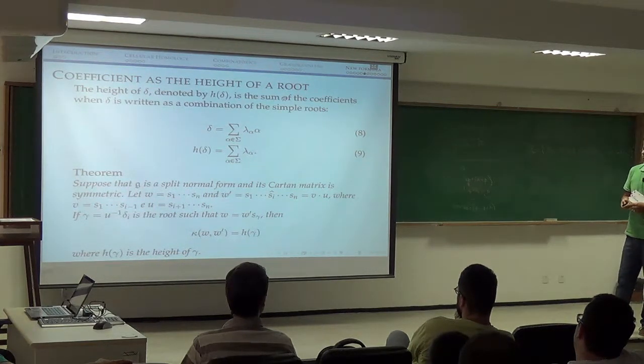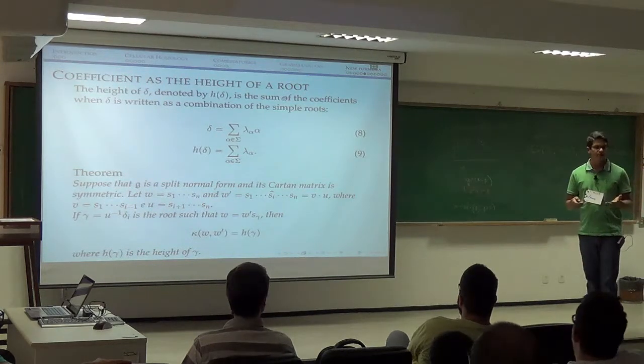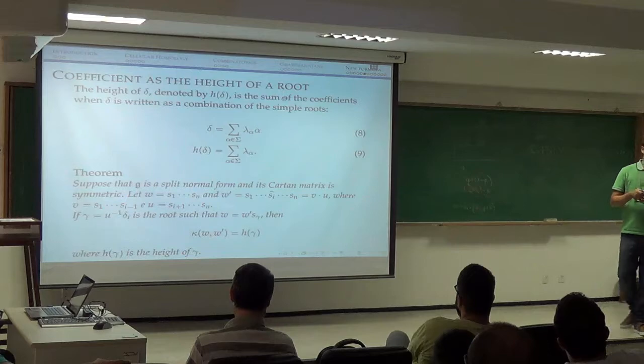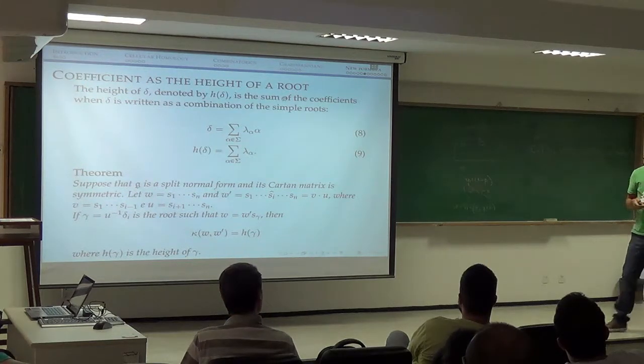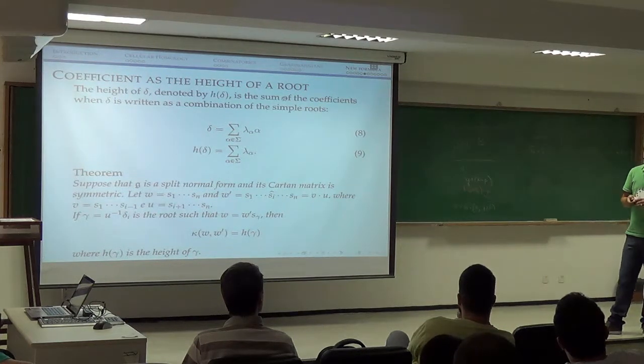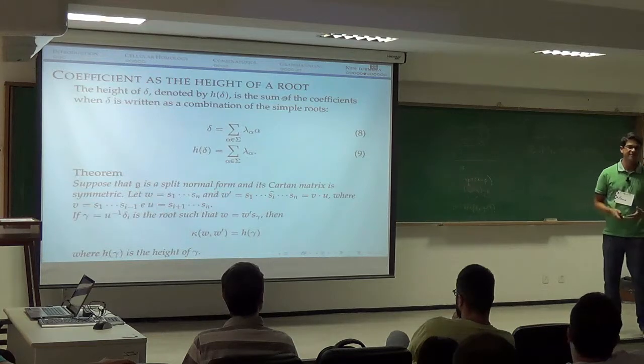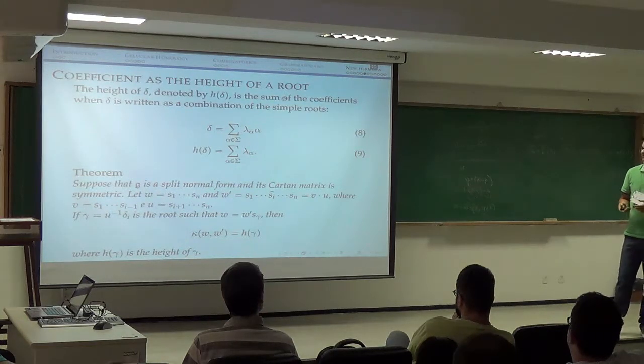This was a hint given by San Martin when Jordan was talking with him. He said, "Oh, maybe there is something relating to the height of these roots," and he was indicating the right way to us. This is amazing. It's very simple. So all the complications disappeared.